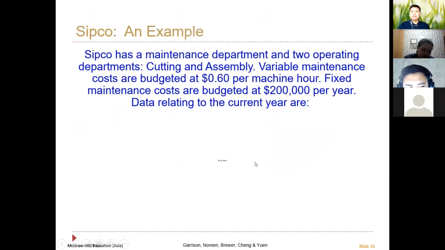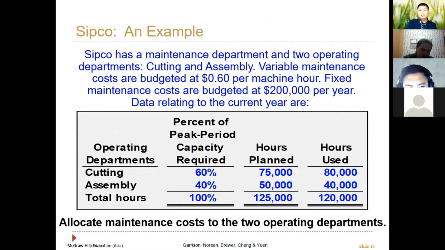Okay, let's have an example. CITCO has a maintenance department and two operating departments, which are cutting and assembly. The maintenance department is the service department. The variable maintenance costs are budgeted at 0.60 per machine hour. The fixed maintenance costs are budgeted at 200,000 per year. So data relating to the current year are as follows.